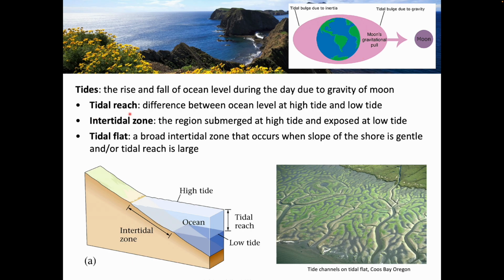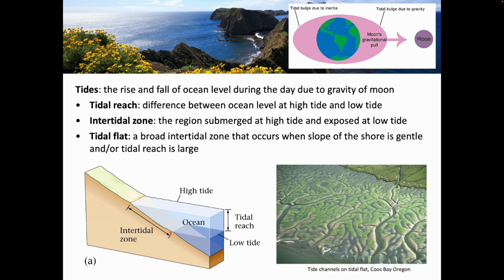The tidal reach is the difference between ocean level at high tide and low tide. The intertidal zone is the region submerged during high tide and exposed at low tide. Finally, a tidal flat is what you get when you have a broad intertidal zone that occurs when the slope of the shore is very gentle and/or the tidal reach is large.